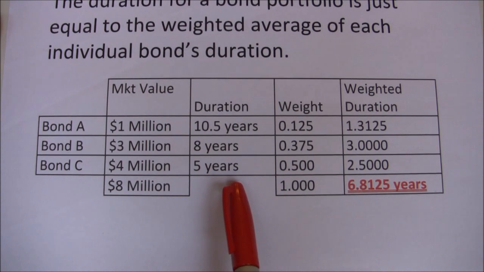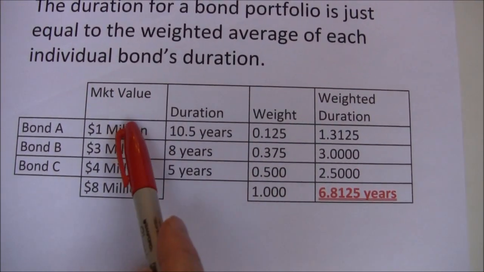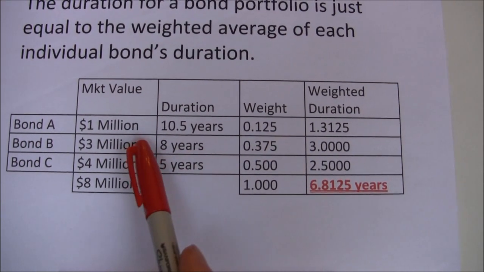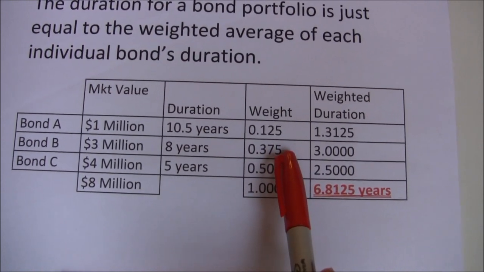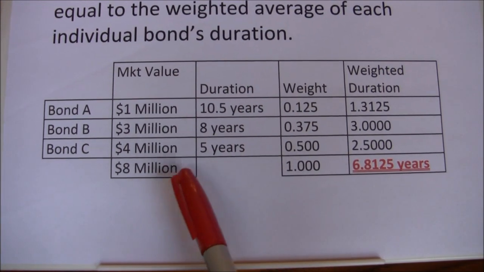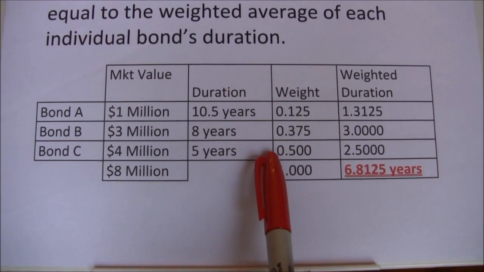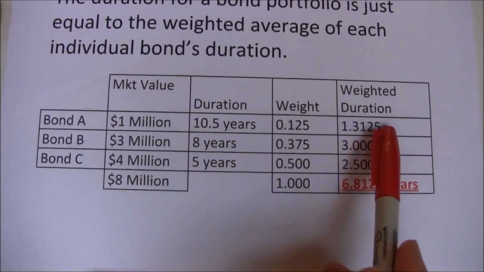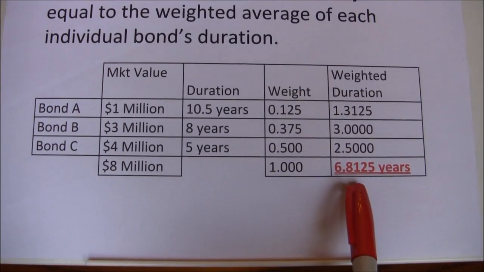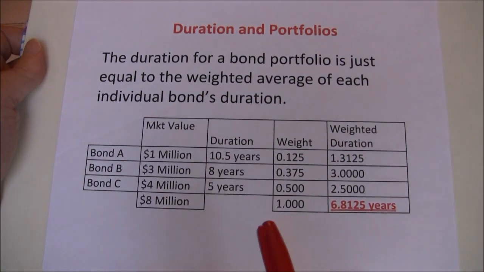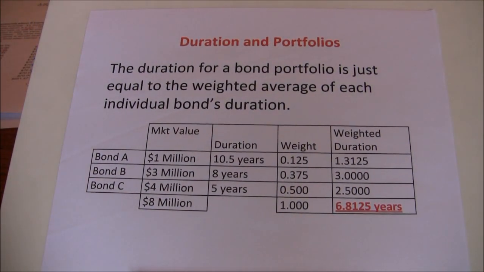Duration is different for each of these bonds. I calculate the weight. 1 million divided by 8 million tells me about 12.5% of my portfolio is in bond A. 3 million divided by 8 million means 37.5% in bond B. And 4 million divided by 8 million means about 50% of my portfolio is in bond C. So then I just take the weight times the duration. It's going to give me this column I called weighted duration. Add them up. Duration for my portfolio is 6.8125 years. So duration for a portfolio is just a weighted average of the duration for each of the bonds in the portfolio.